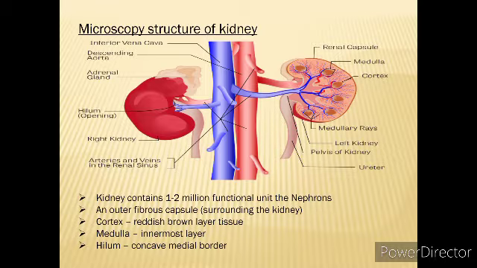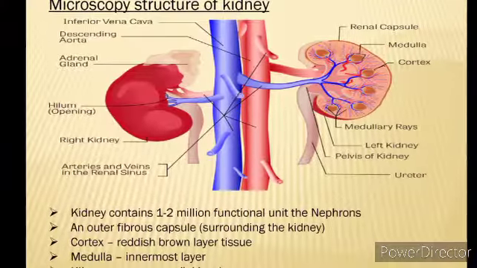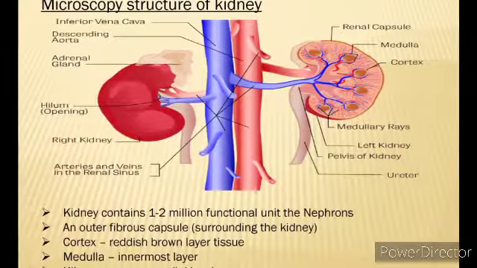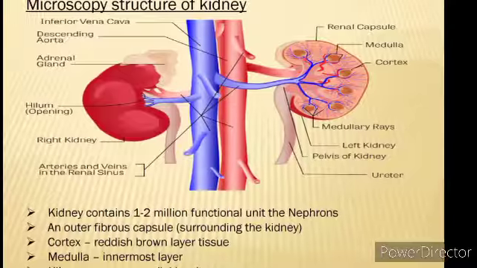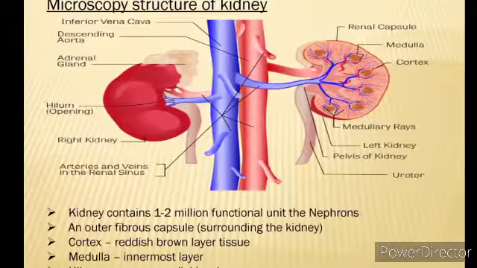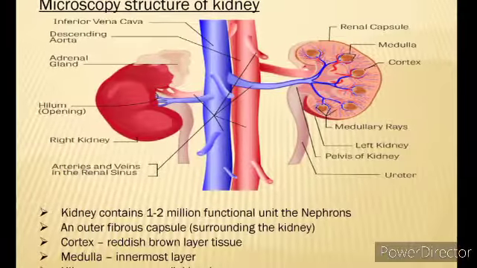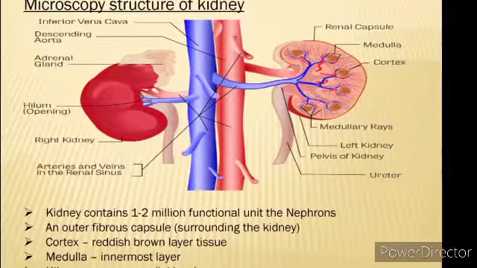Okay, gross structure. First of all, there are three areas of tissue that can be distinguished when a longitudinal section of the kidney is viewed with the naked eye. First is the outer fibrous capsule, which surrounds the kidney. The second is the cortex. The cortex is a reddish brown layer of tissue immediately below the capsule and outside the renal pyramids. And the third one is the medulla. The medulla is the innermost layer consisting of pale conical striations, the renal pyramids.